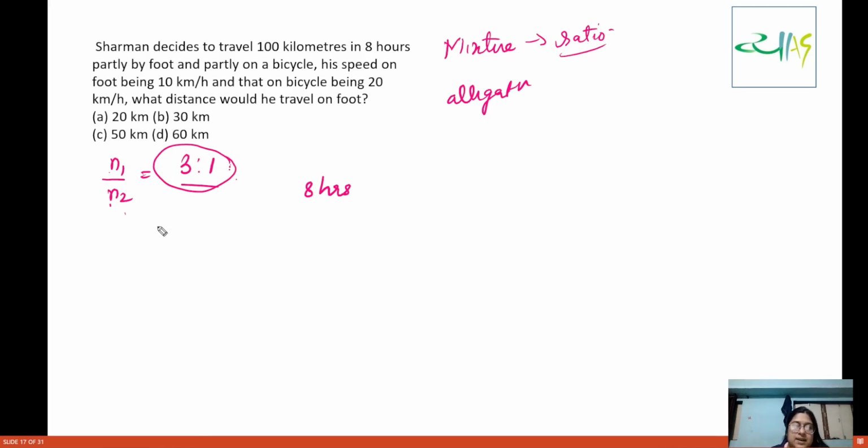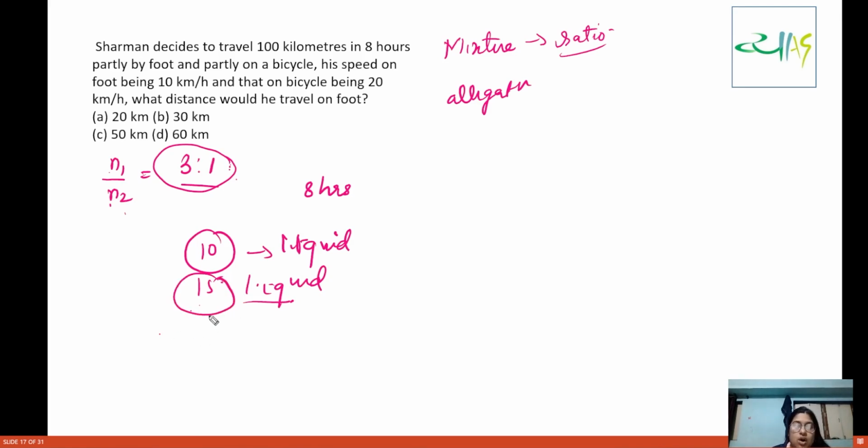For example, let's say you have 15 liters of liquid, and in that you have the ratio of milk and water as 2 is to 1. So there are 2 parts of milk and 1 part of water. See how we will do it.